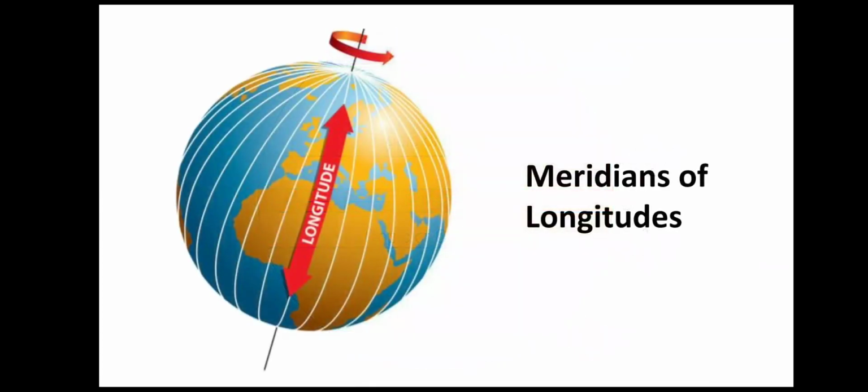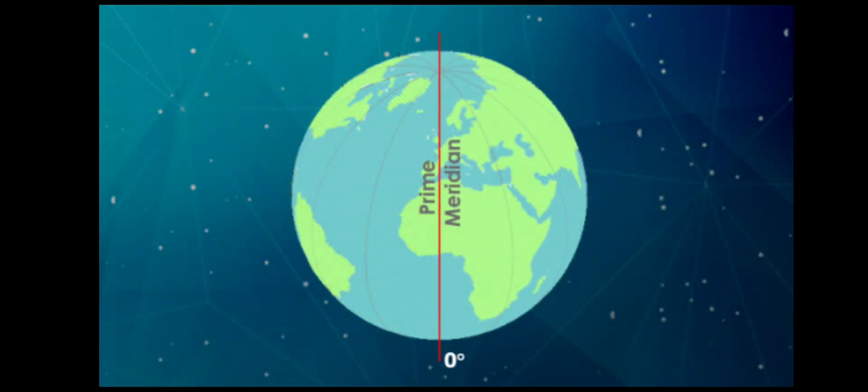Meridians of longitudes. The other set of lines are the semicircles. These lines join at the north and south poles. There are 360 meridians and they have equal length. The meridian passing through Greenwich near London is marked as 0 degree. This is called the prime meridian.